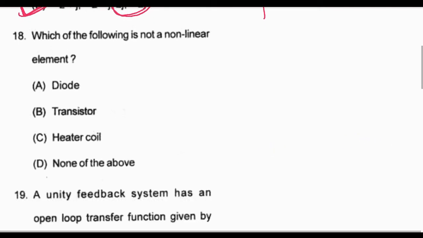Which of the following is not a nonlinear element? Diode, transistor, heater coil, none of the above. So here heater coil is not a nonlinear element, because this is a linear element, because resistance is considered for heater coil. In case of diode, current is not following the linear path, and also in case of transistor the same case.